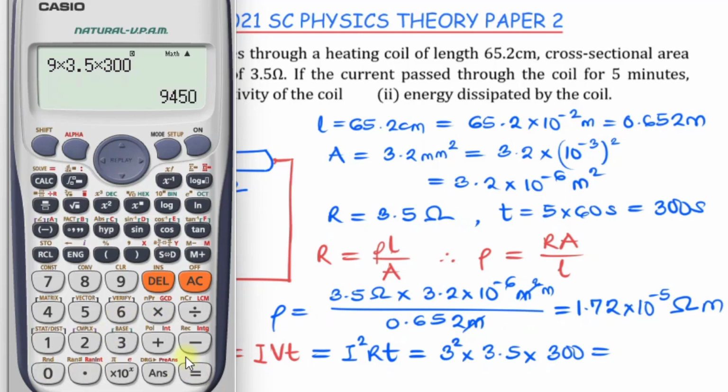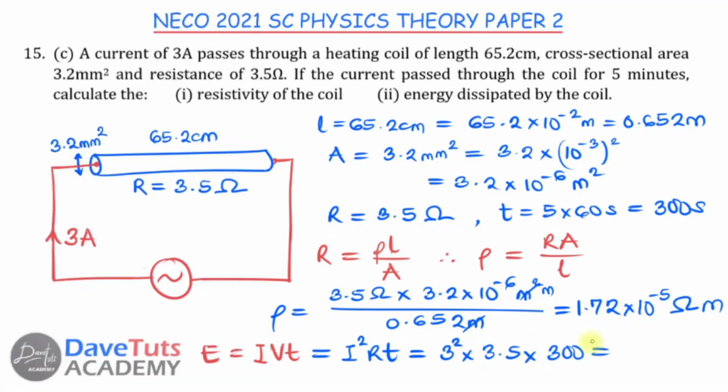Okay, so this is 9450. So this is going to be 9450 joules as the energy dissipated, and we have gotten the resistivity of the coil initially.